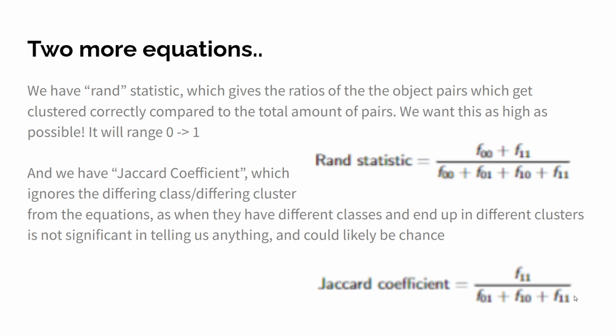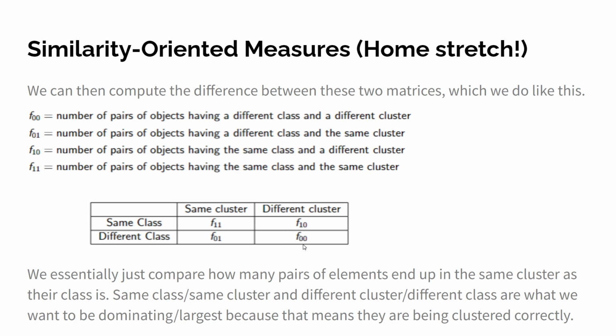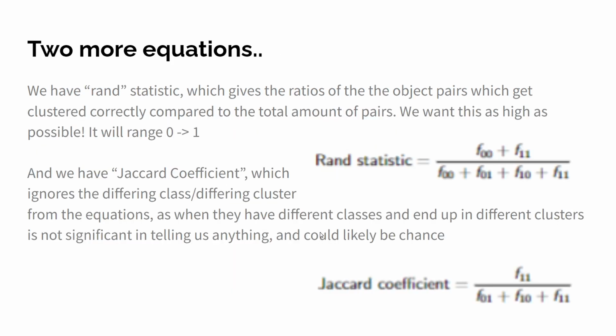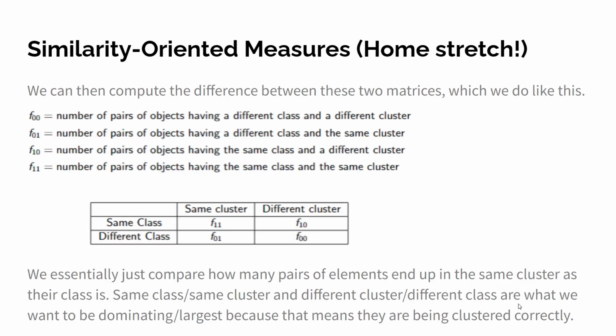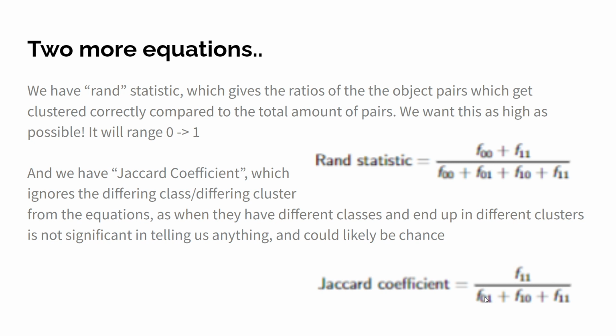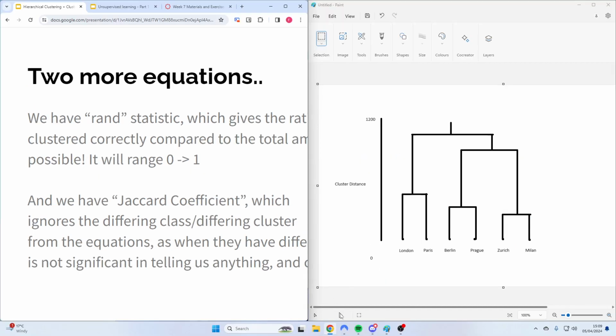We're just going to omit these ones in different classes and different clusters just because it's likely for that to happen, especially with a high amount of clusters. So we omit it from the top, our F00, and we omit it from the bottom. So it's kind of a more strict performance measure. So we're only considering the same class, same cluster as correct. And then we're measuring the wrong ones as being same class, different cluster, and different class, same cluster. So you're less likely to perform well because of chance.